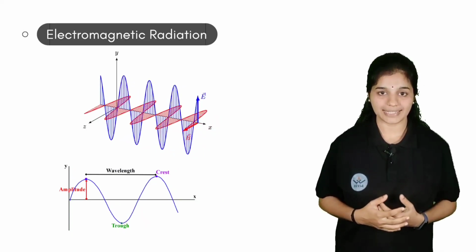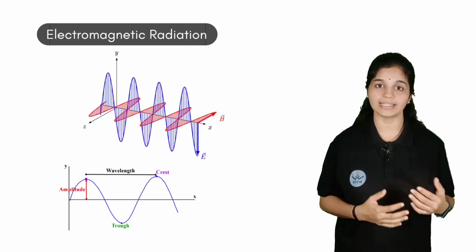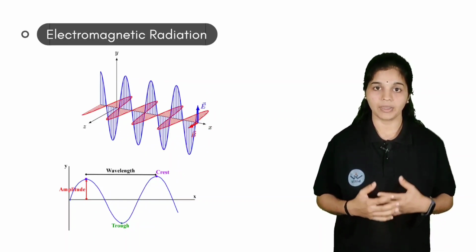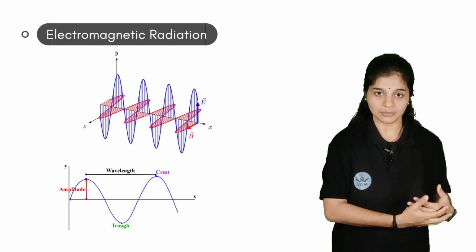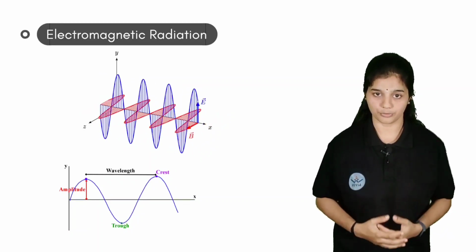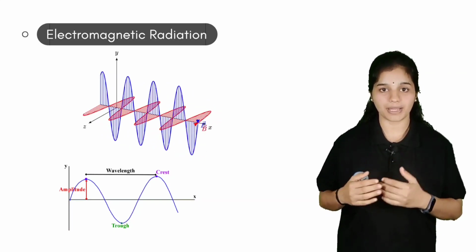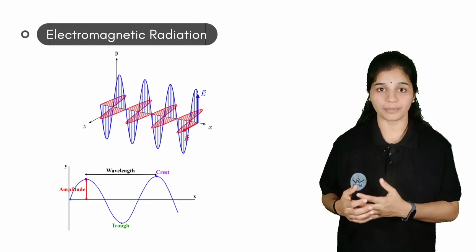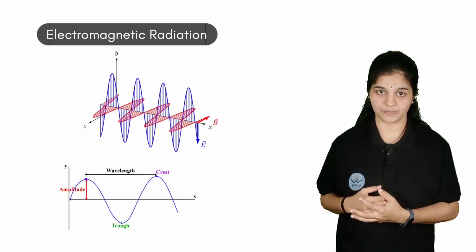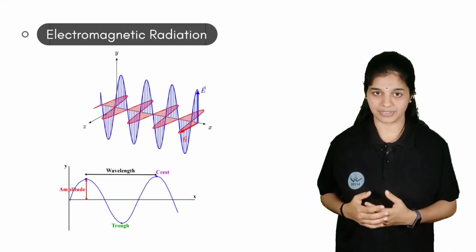These electromagnetic radiations are waves which are produced by the electric and magnetic field. We have atoms. These atoms consist of electrons and protons, which are charged particles. When these charged particles oscillate or vibrate, they produce acceleration. Accelerated charged particles produce an electric field.